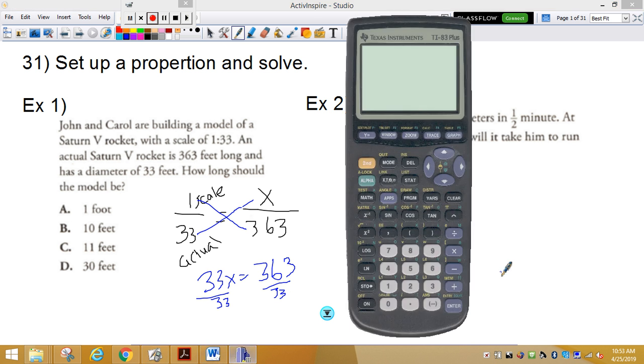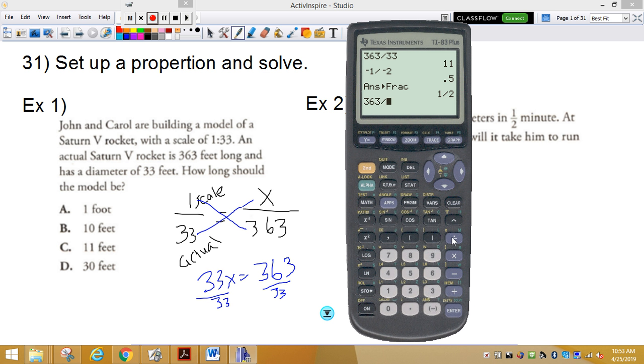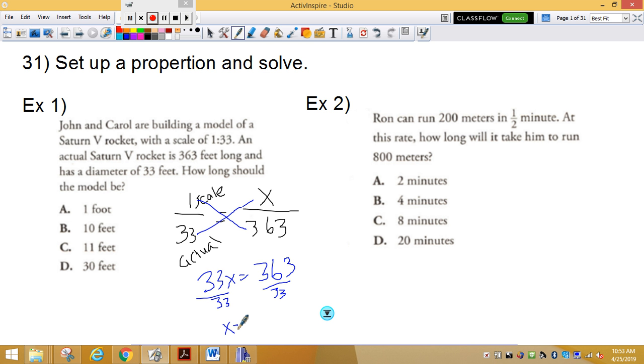And let's see what that is. 363 divided by 33, and you get 11. So x is 11. So it should be 11 feet. All right, let's do this one.